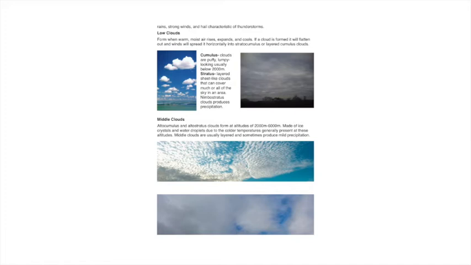The middle clouds include some cumulus and also some stratus. Remember, cumulus is the puffy ones and stratus are the sheet ones. Alto means height, like altitude. So altocumulus and altostratus would be middle clouds. You have altocumulus, little puffy ones, and altostratus, where it's high up. It's not right in your face, it's high up, but it's still a sheet.